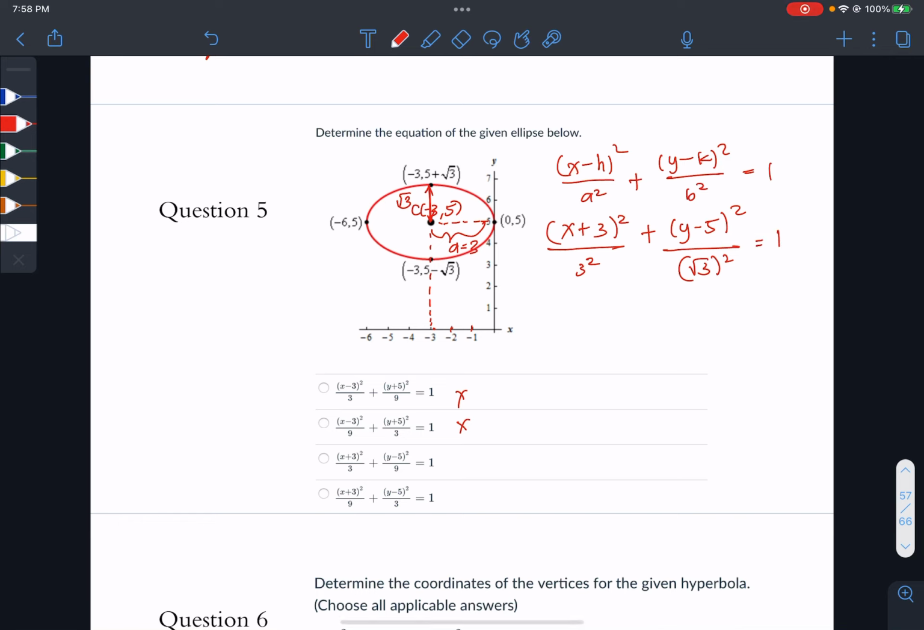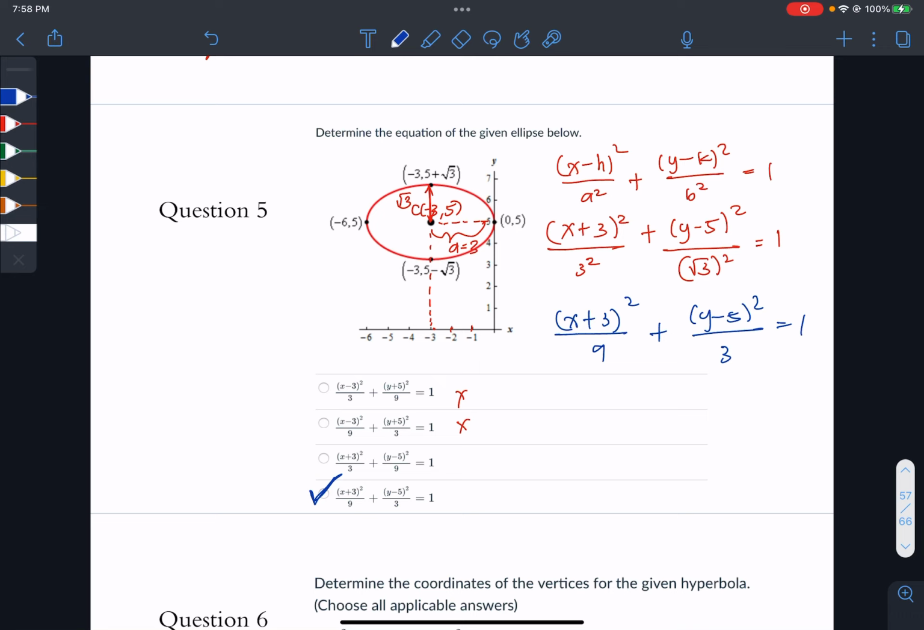So, equals to 1. So, in short, that will be x plus 3 squared over 9 plus y minus 5 squared all over 3 equals to 1. So, which is this one: x plus 3 squared all over 9, plus y minus 5 squared all over 3 is equals to 1.